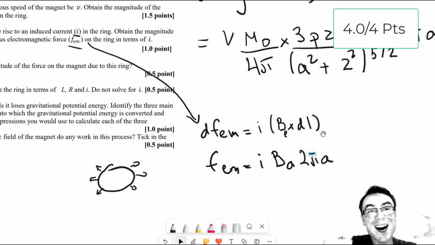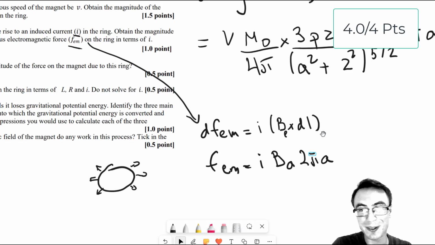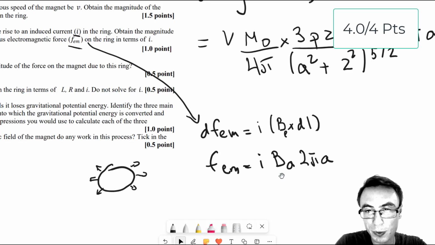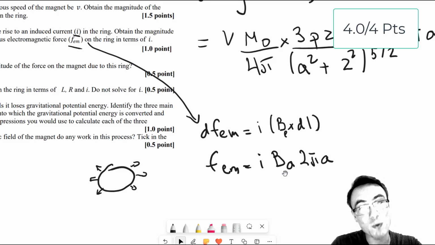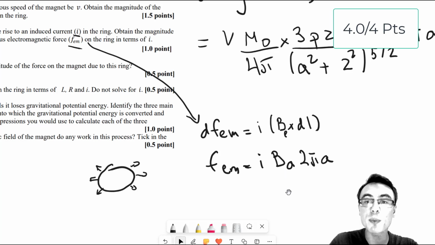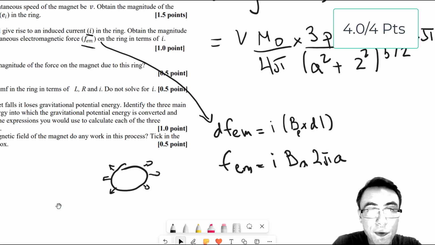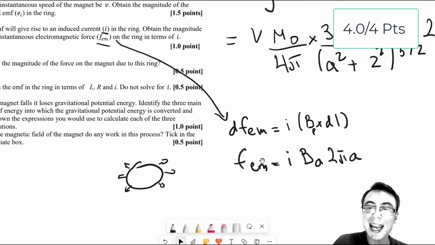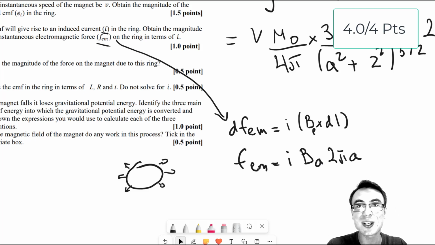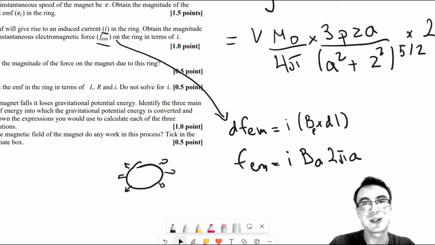And this actually makes a lot of sense. Why does it make a lot of sense? Well, the electromotive force is proportional to the strength of the magnetic field in the radial direction, and it also seems to be proportional to the radius of the loop, which also makes a lot of sense. The force on a magnet due to the ring will actually have the same magnitude, but will be in the opposite direction due to Newton's third law.